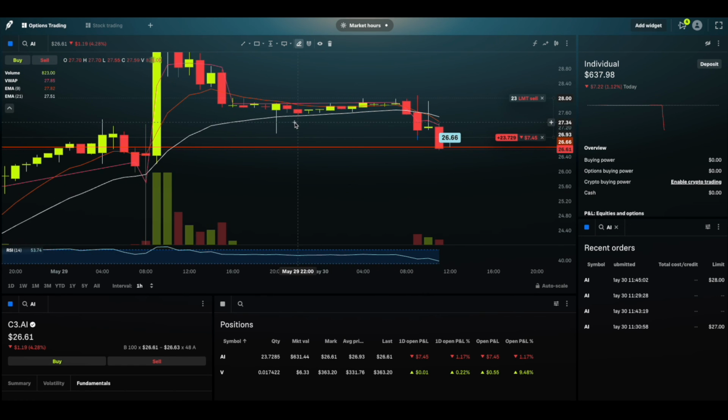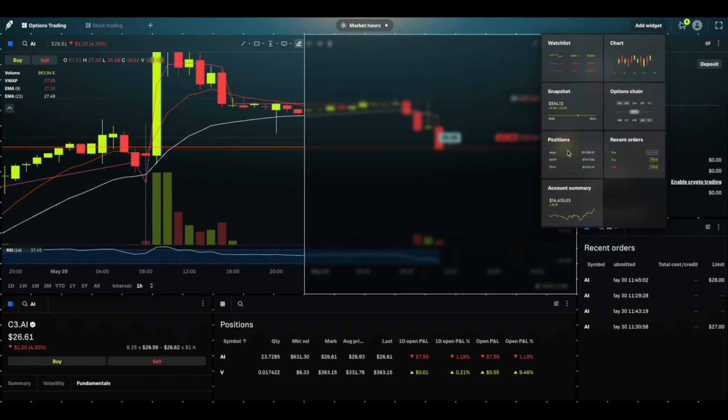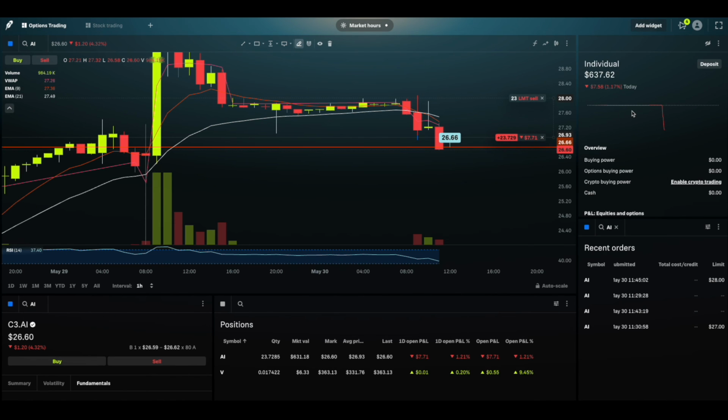The thing I don't like about this is I don't really see how you set alerts. Is there a way to set alerts on this? That would be kind of nice if you could set alerts. But there doesn't seem to be much.